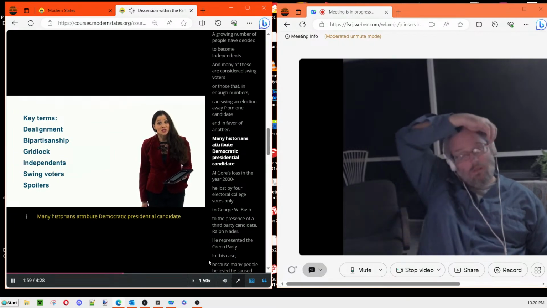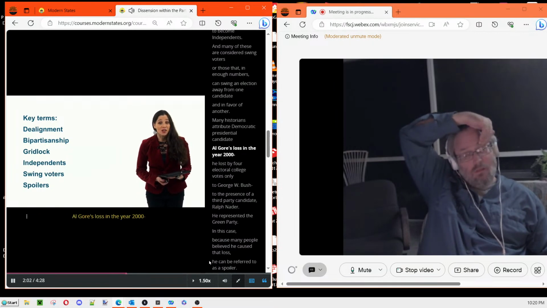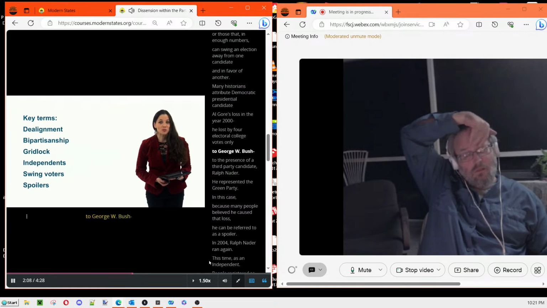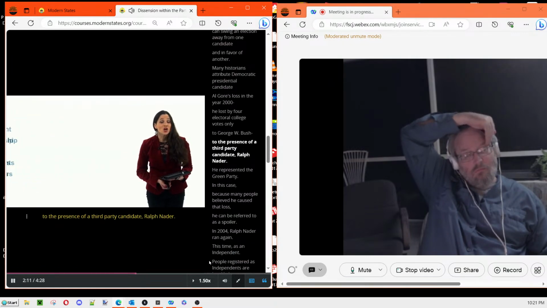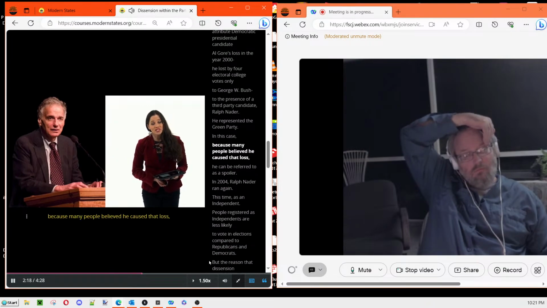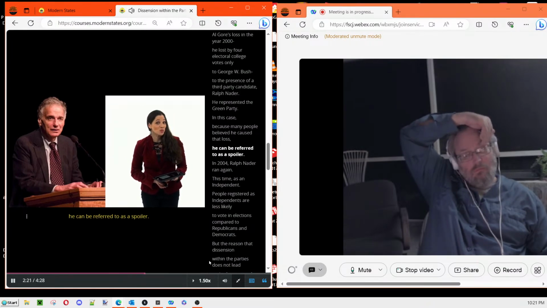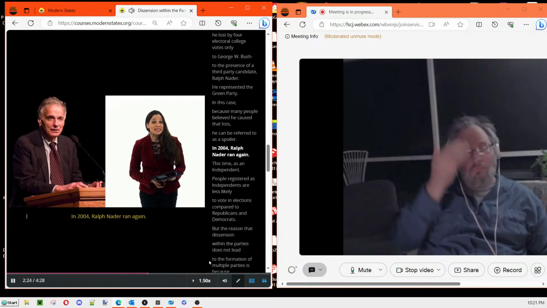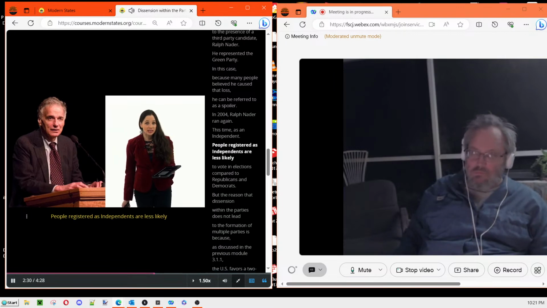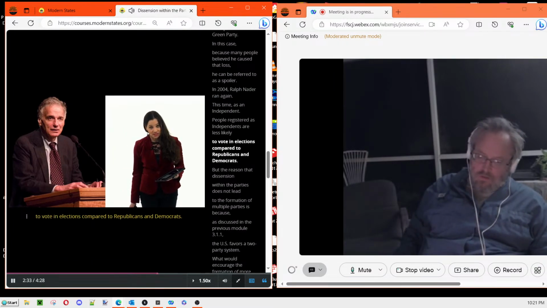Many historians attribute Democratic presidential candidate Al Gore's loss in the year 2000 to a third party. He lost by 4 electoral college votes only to George W. Bush, due to the presence of a third-party candidate, Ralph Nader. He represented the Green Party. In this case, because many believed he caused that loss, he can be referred to as a spoiler. In 2004, Ralph Nader ran again, this time as an independent. People registered as independents are less likely to vote in elections compared to Republicans and Democrats.